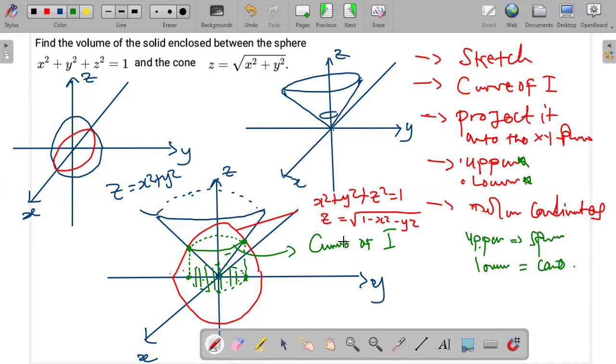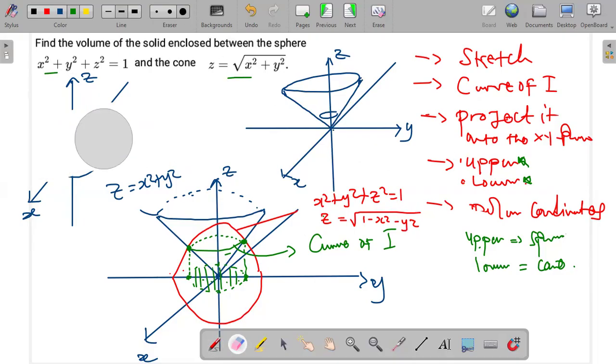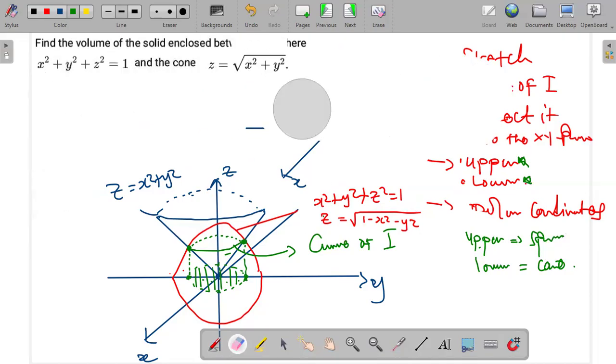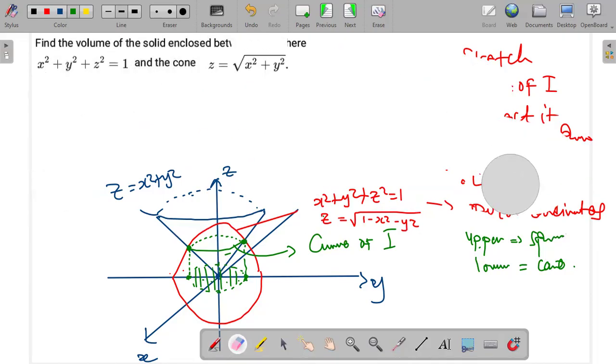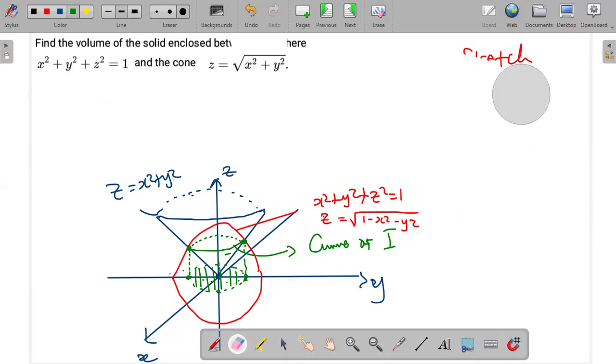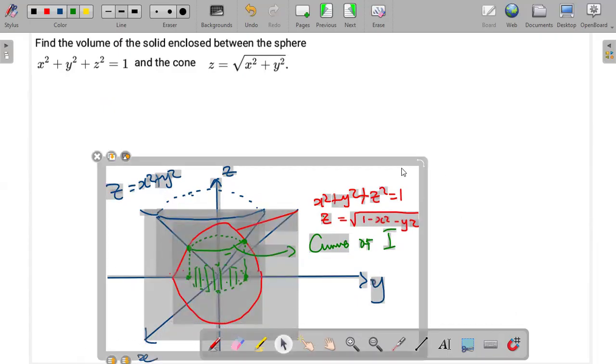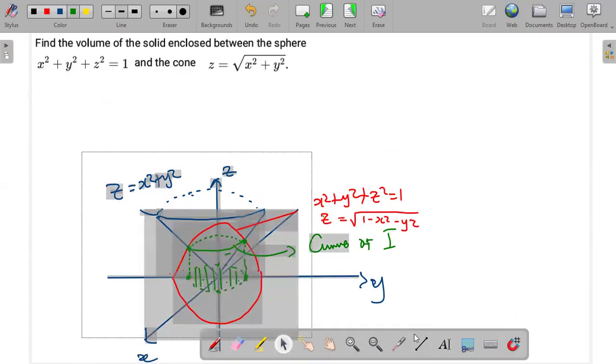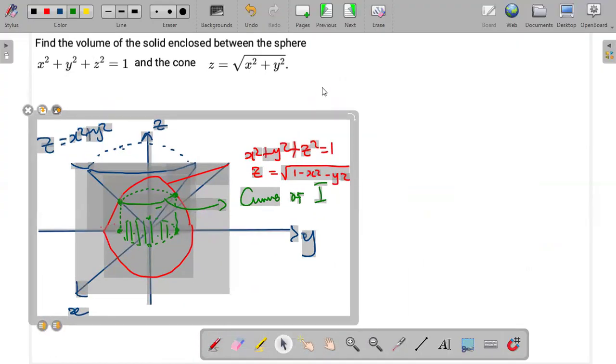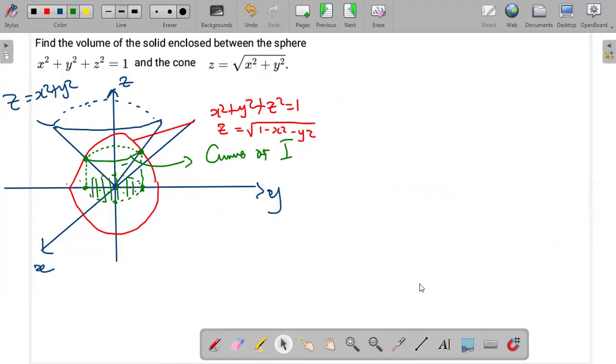So now we have to find this curve of intersection. How do we find the curve of intersection? We solve these two equations simultaneously. That's what we're going to do next. So let's create some space so that we solve it. That will be our surface. Let's move our drawing there, and then find the curve of intersection.